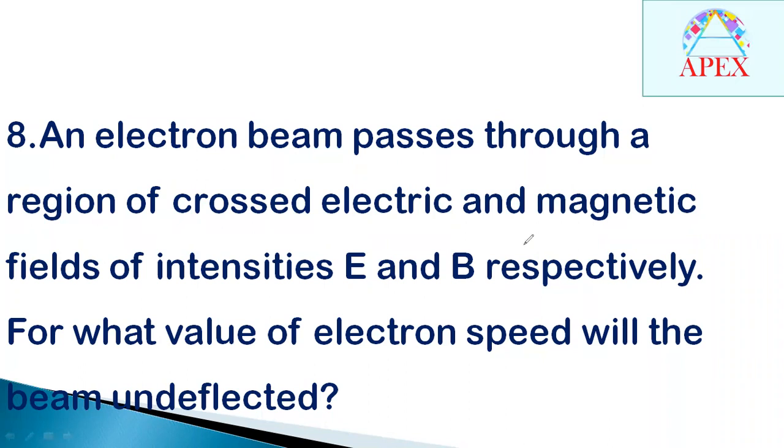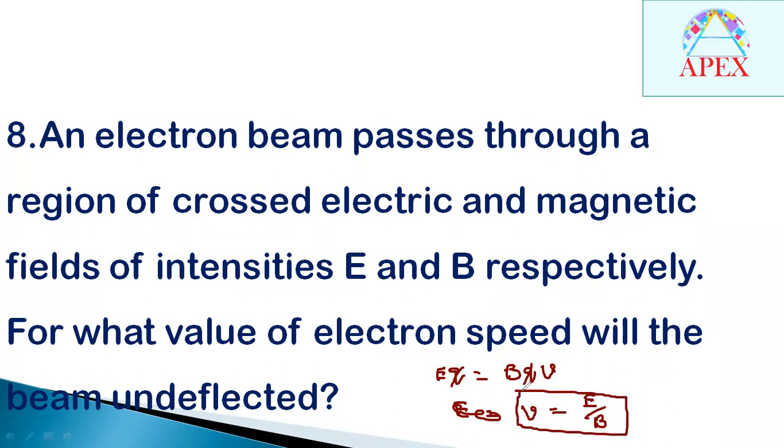That means when the electric force and magnetic force on the beam are the same, then only it is undeflected. So the electric force is EQ and the magnetic force is BQv. Q and Q will get cancelled here. Then the electric field value should be equal to B times the speed they are asking. The velocity of the electron should be equal to E by B. Sorry, this is the value of electron speed for which the beam is undeflected.